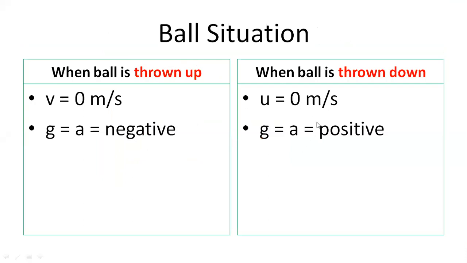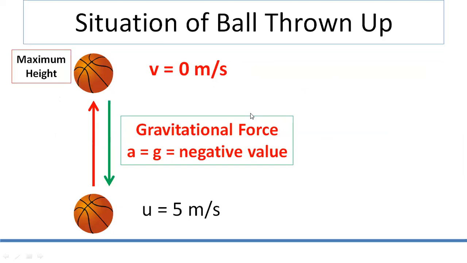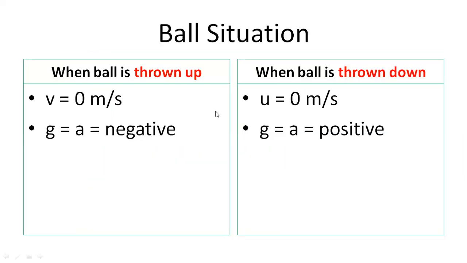Okay. So the ball situation, whatever we have seen right now, this is the short summary I want you to remember. When the ball is thrown up, final velocity is taken as 0, and the a value, that is the acceleration value, g value, has to be taken negative. And when the ball is thrown down, initial velocity is 0 and the acceleration value has to be taken as positive. So this is the summary of these two conditions.